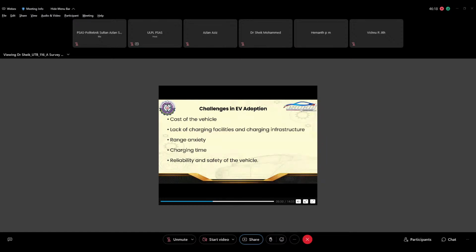Charging time of the car: when you go and fill fuel in your car, it will take hardly 10 minutes to finish the job and continue your journey. Whereas for electric cars, charging time is a significant factor, because on average, in a normal charging case, it will take 8 to 12 hours to charge your car fully. Then there is reliability and safety of the vehicle. Again, the public are still not ready to accept that electric cars are reliable and safe.